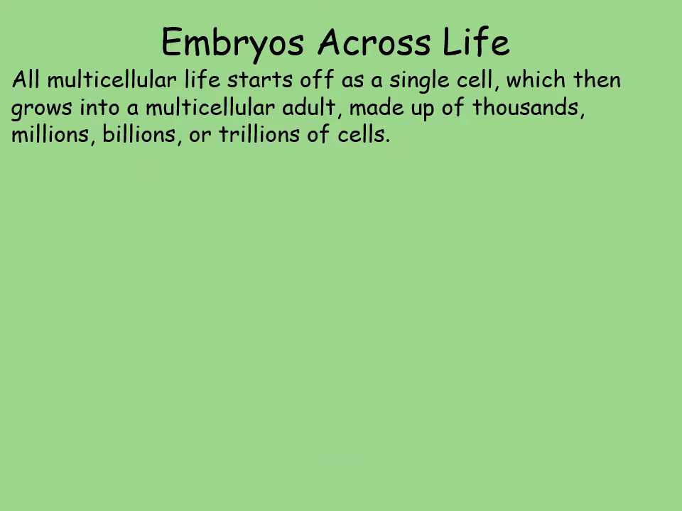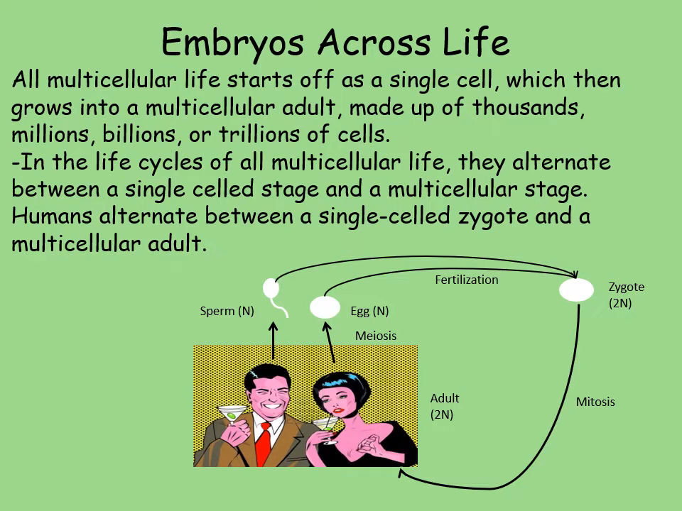So for all multicellular life, it would start off at some point as a single cell, and then the single cell grows into a multicellular adult made up of thousands, millions, billions, or in the case of a large organism like us, trillions of cells. In the life cycles of all multicellular life, whether you're talking about various forms of multicellular algae, plants, fungi, or animals, they alternate between this single-celled stage and a multicellular stage. For us, we alternate between a single-celled zygote or fertilized egg and a multicellular adult.